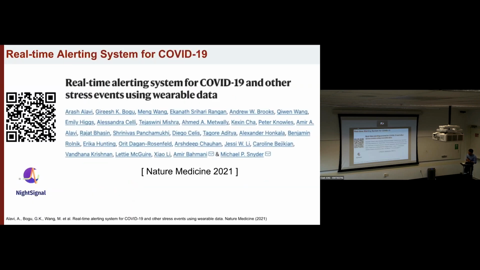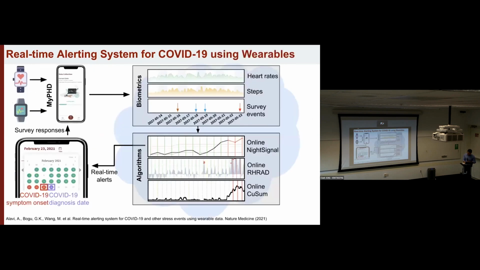And the second part is the real-time alerting system for COVID-19 and other stress events using wearable data. Again, the paper got published in Nature Medicine. You can get the paper by scanning the QR code. So using the PhD app, we created this real-time alerting system and a new algorithm called Night Signal that we will have a demo of at the end of the class. So this is again using the PhD platform.